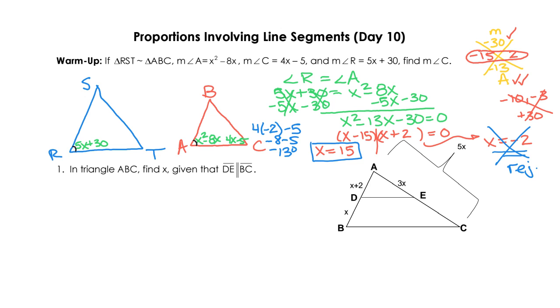And now we're going to go back and we'll plug in 15 instead of negative 2 into angle C. And so we end up with 4 times 15 minus 5, which is 60, minus 5, which is 55 degrees for angle C. And now we can box that up. Okay. All right.